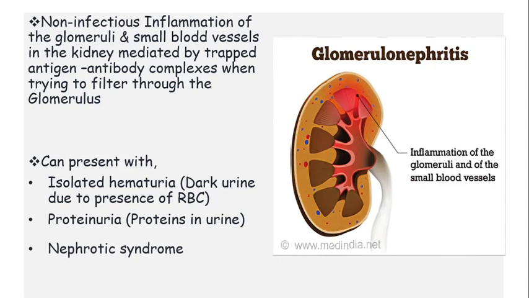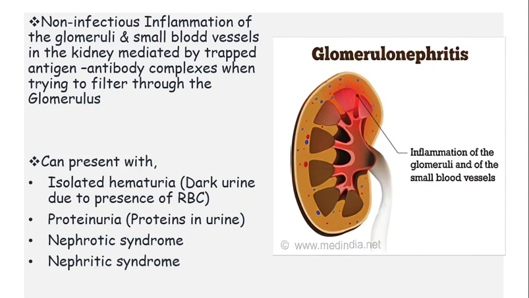So that is why there will be proteins in urine. This is called proteinuria. And because of proteinuria, they can develop a nephrotic syndrome like picture. We'll be discussing nephrotic syndrome later in this chapter, so you will get to know what nephrotic syndrome is. And at the same time, they can develop a nephritic picture also. Finally, it can result in renal failure. This renal failure could be acute kidney shutdown or it could be chronic renal failure.